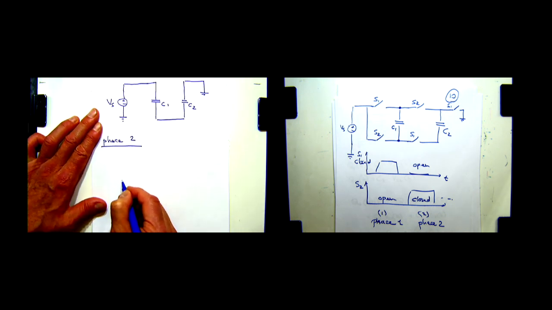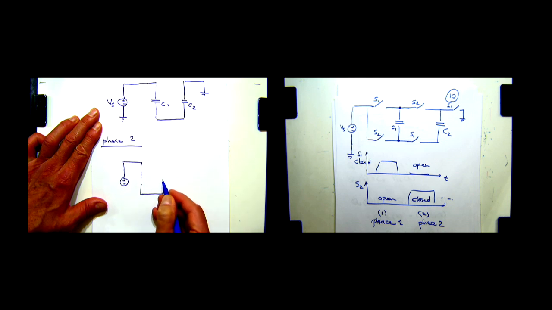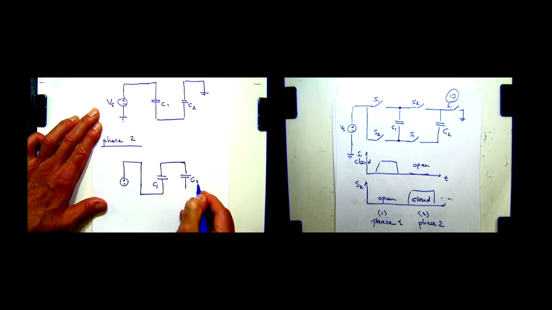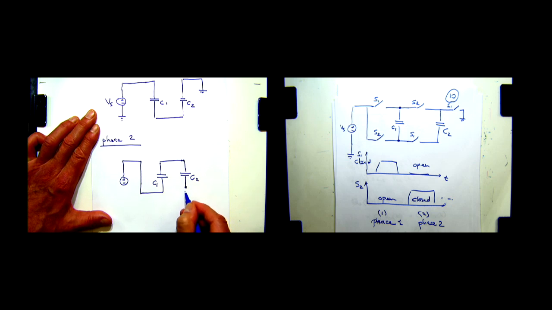So again, during phase two, I still have my source, and S1 is going to be open, so this doesn't do anything, but the switch S2 there is going to be closed. So we have C1, and then we have C2. And let's say we want to figure out what is the voltage here. Okay.